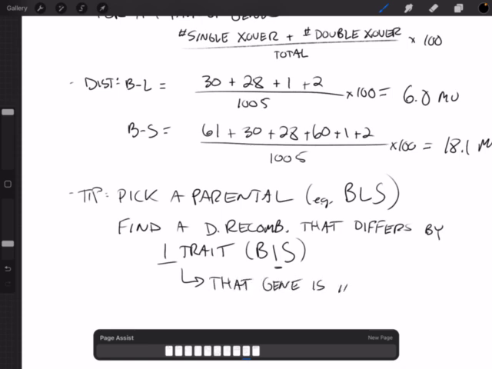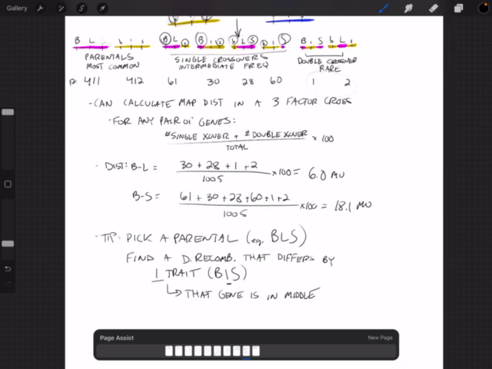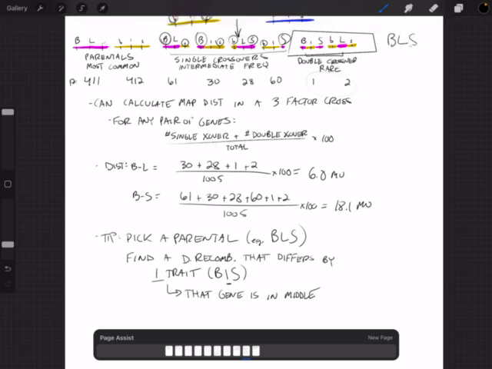the one that's different. So what we're going for is, in our double recombinants up here, look at that, whoa, we have a banding pattern. The middle gene's the one that's swapped out from the parental. So if you pick a parental, like BLS, this one here, the L is the only one that's different. So that would be one of your recombinants.